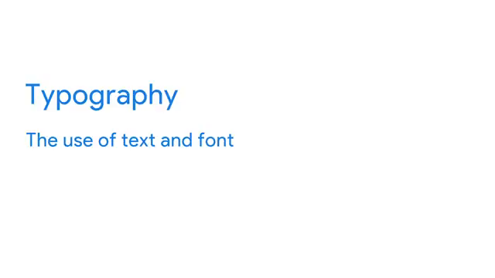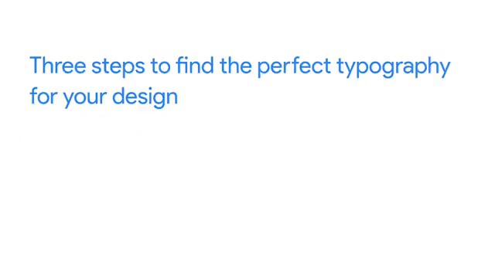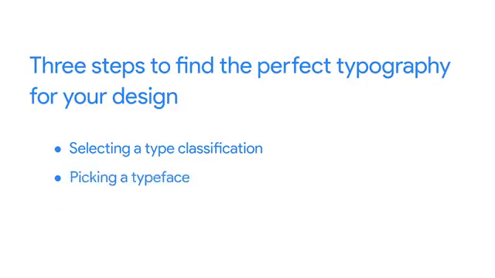Welcome back. Time to kick things off with the first foundational element of visual design, typography. Typography refers to the use of text and font. There are 3 steps to find the perfect typography for your design: selecting a type classification, picking a typeface, and choosing a font. Let's define each of these and explore them in more detail.